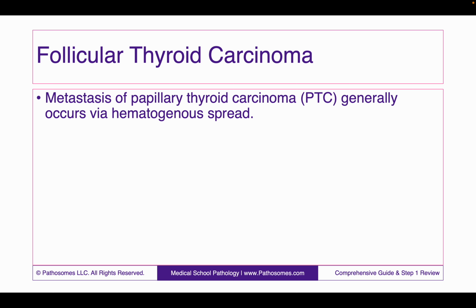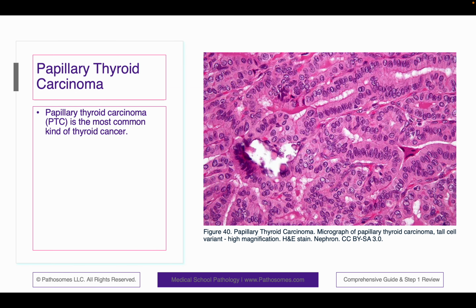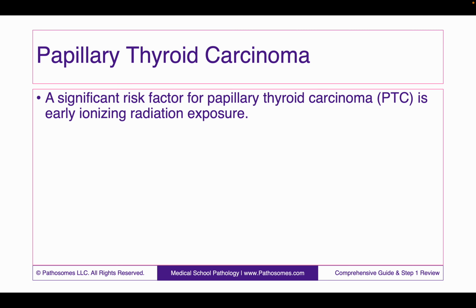Metastasis of papillary thyroid carcinoma generally occurs via hematogenous spread. And in regards to papillary thyroid carcinoma, a PTC is the most common kind of thyroid cancer, right? It's very common. And a significant risk factor for papillary thyroid carcinoma is early ionizing radiation exposure.